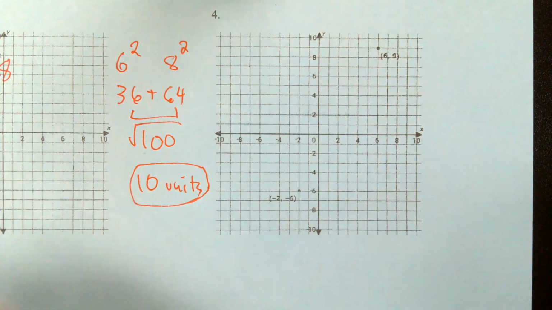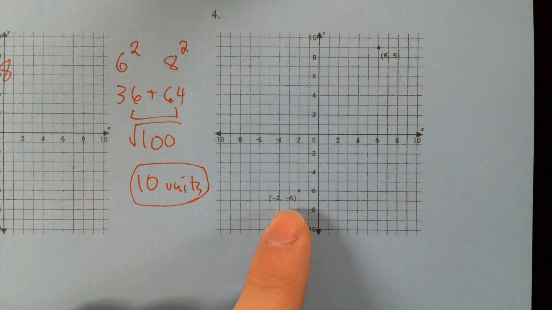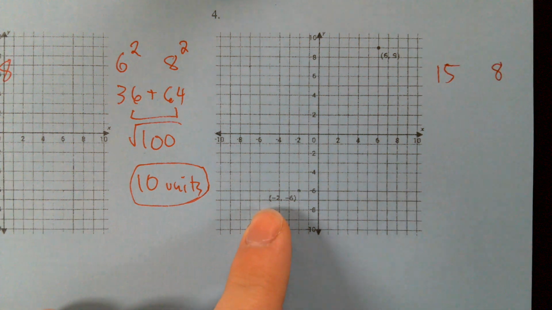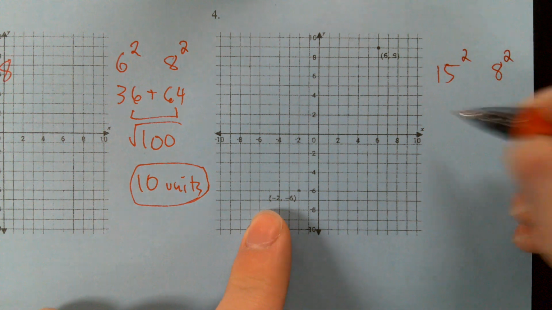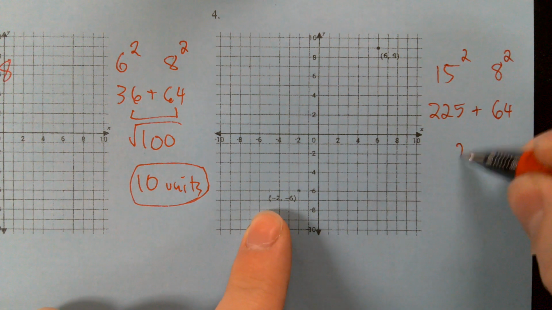Okay. Number 4. Anyone got, what are the 2 numbers here for number 4? Is it 15 and it looks like 8? Yeah, there we go. 15 and 8. Square both of them, we get 225 and 64. Add those together and get 289.